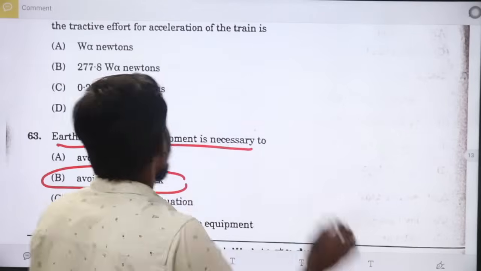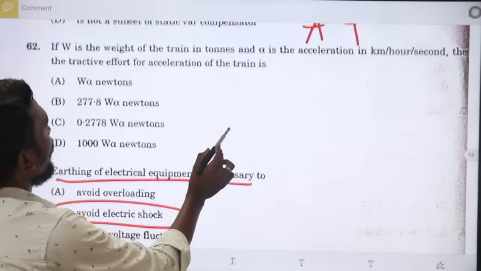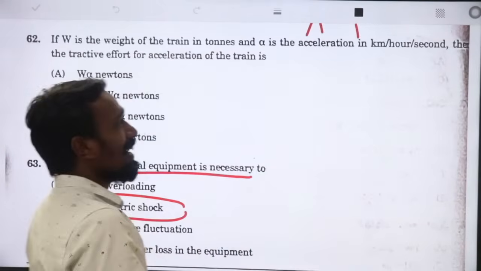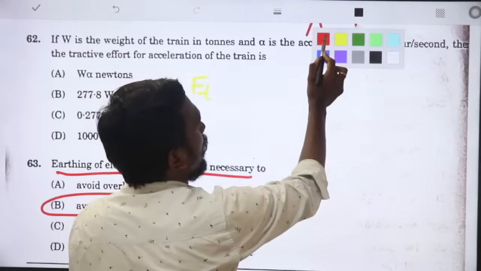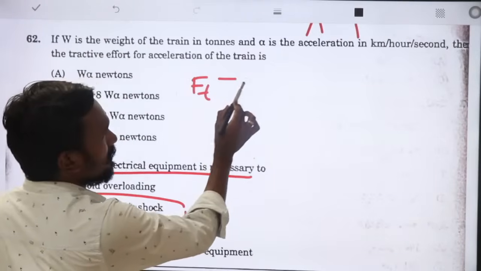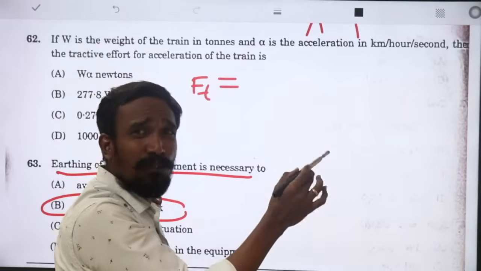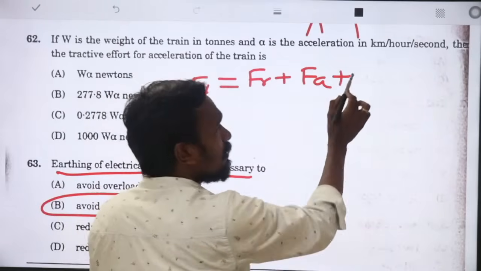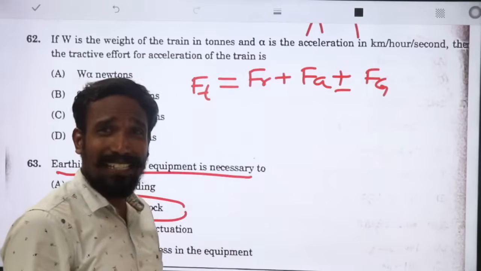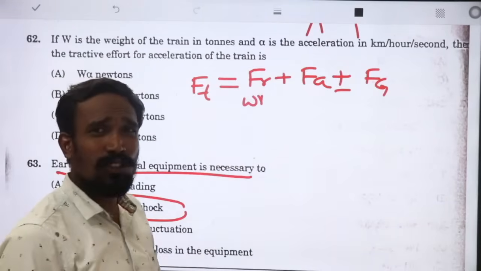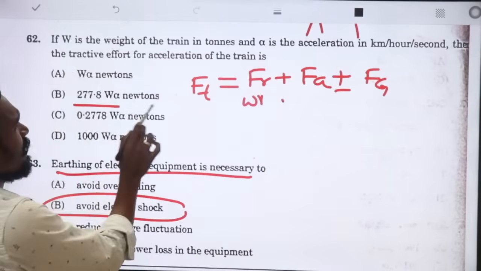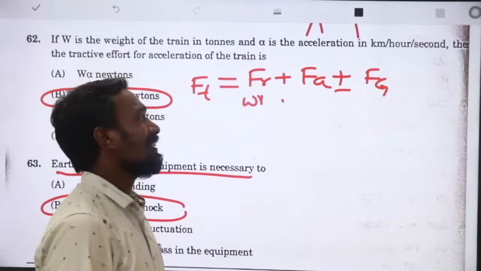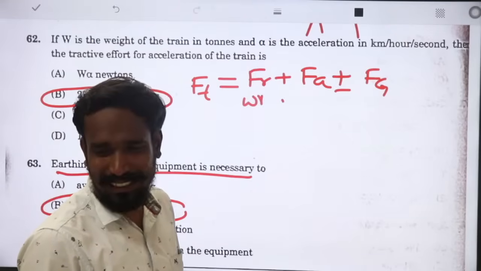Right? So let's see the next question. Yeah, this is really an expected question. When we are talking about tractive force, the tractive force is equal to the force required to overcome the track resistance, plus the force required to accelerate the train, plus the force required to overcome the gravity pull, right? For this I gave you omega into R. For this I gave you 277.8 into W into alpha. I hope everyone answered this question, right?